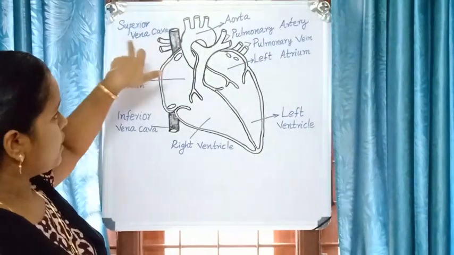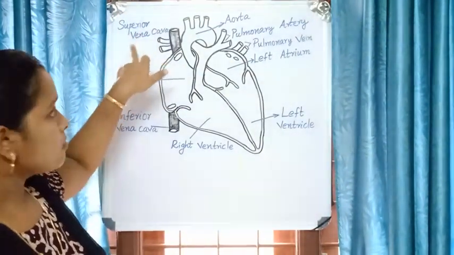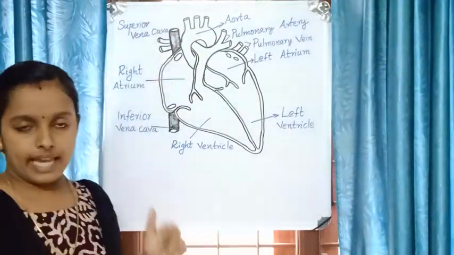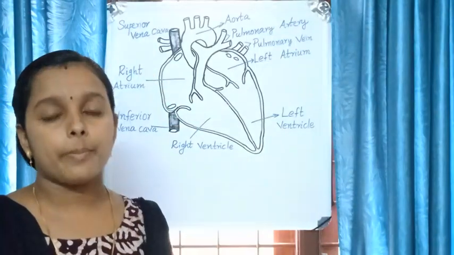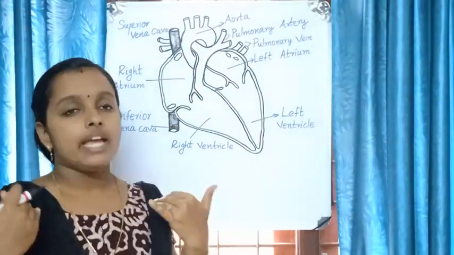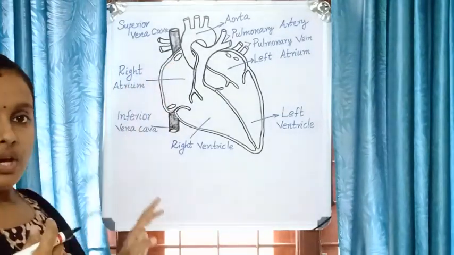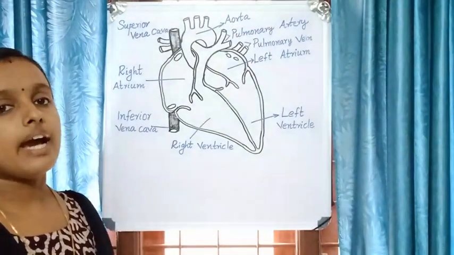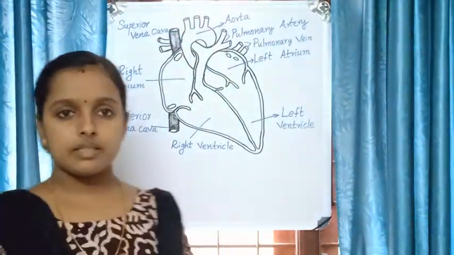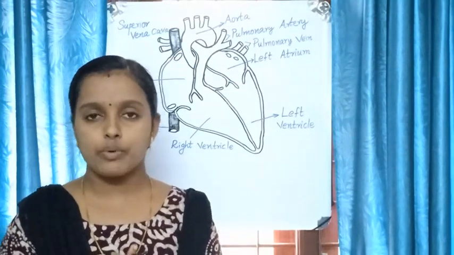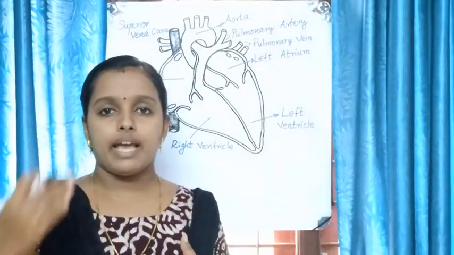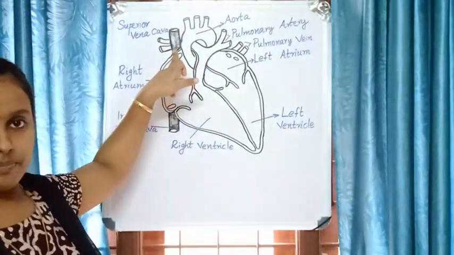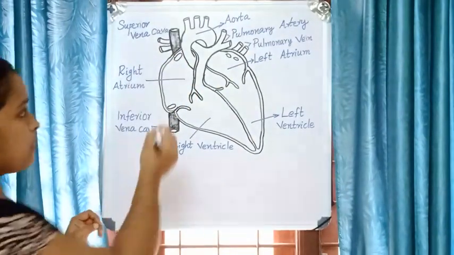Then in the top portion we can see the superior vena cava. Superior means this blood vessel will take the blood from the upper part of our body into the right atrium. So these two blood vessels open into the right atrium. Our heart is located in the middle, in our chest portion. So from the upper part and from the lower part, these two blood vessels are supplying blood into the right atrium.